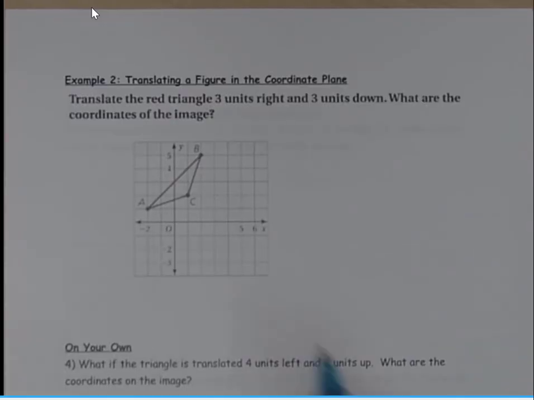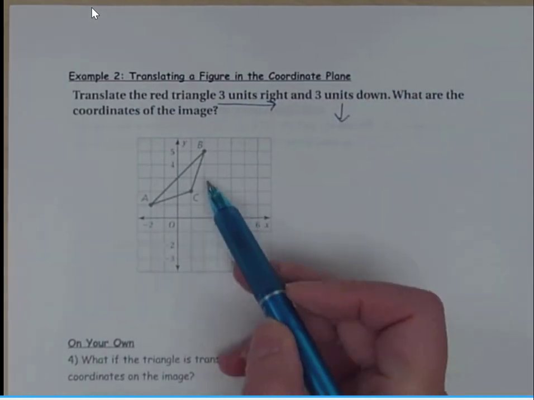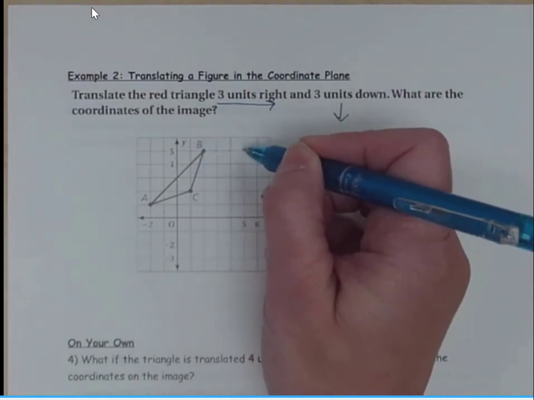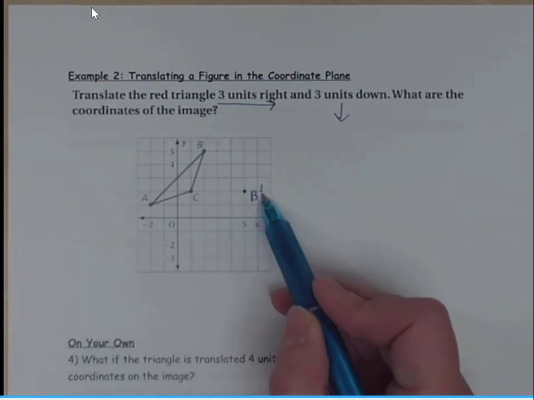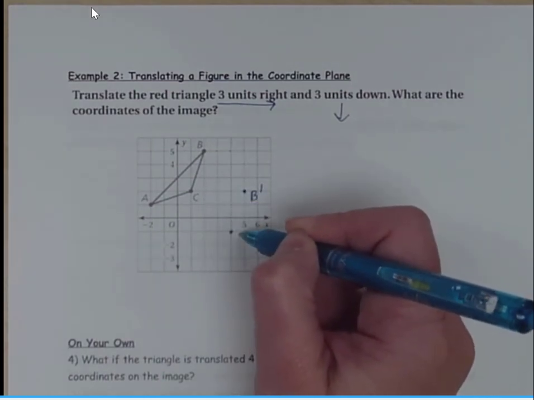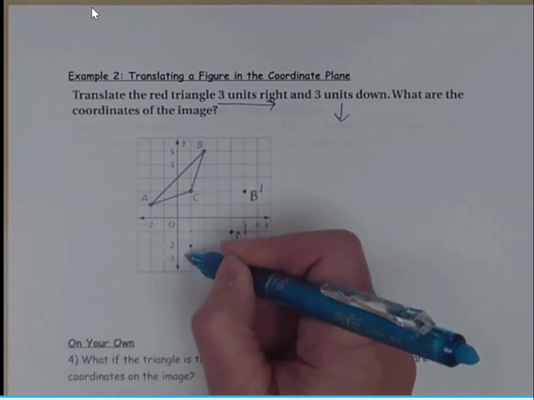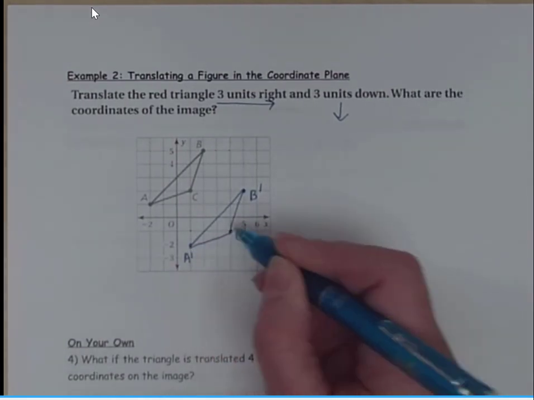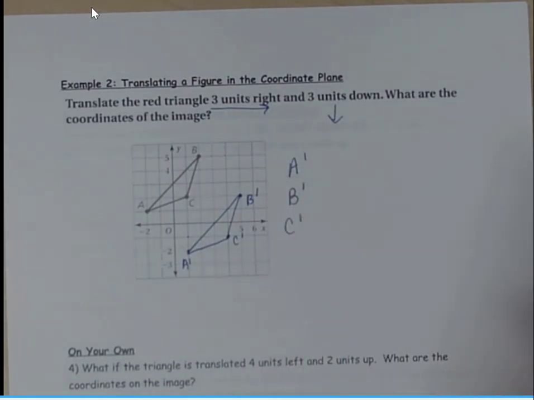So here it says translate the triangle 3 units right and 4 units down. So I'm going to go 3 right, 1, 2, 3, and 4 down. So I'm going to call this one B prime. It's marked with one little tally mark here. 1, 2, 3, 1, 2, 3, 4. C prime, A, 1, 2, 3, 4. This is A prime. And so we've got now A prime, B prime, and C prime.